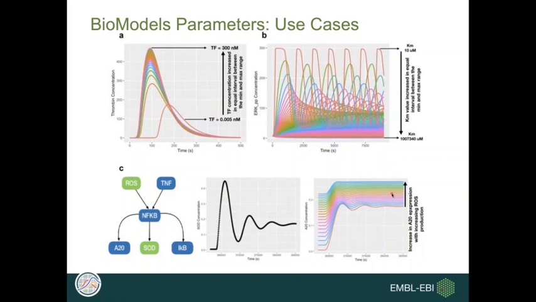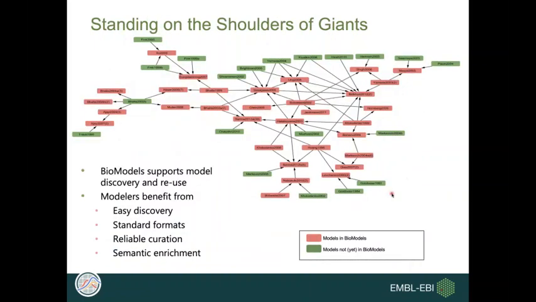All right. So BioModels is basically helping this notion of standing on the shoulders of giants. So if you want to build a model, if you're a modeler, you don't have to build everything from scratch. You can take what's already there, verified and disseminated via BioModels. So BioModels supports model discovery and reuse. As a modeler, you can benefit from easy discovery of models. Models are available in standard formats, and the models are curated, which means they're verified and you can trust them and you use them for your own research.